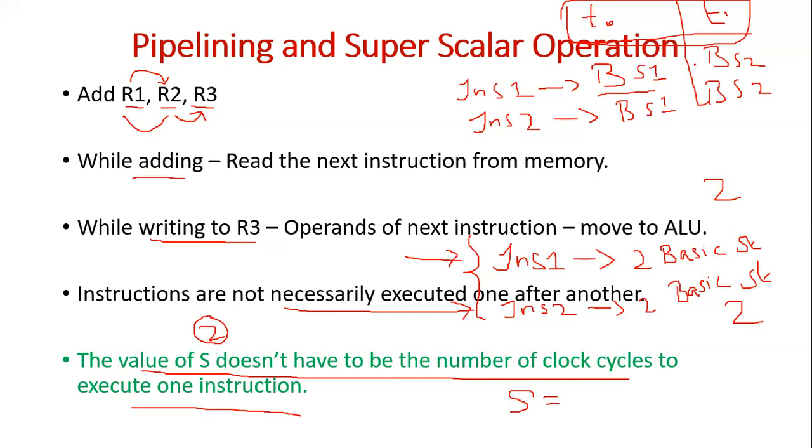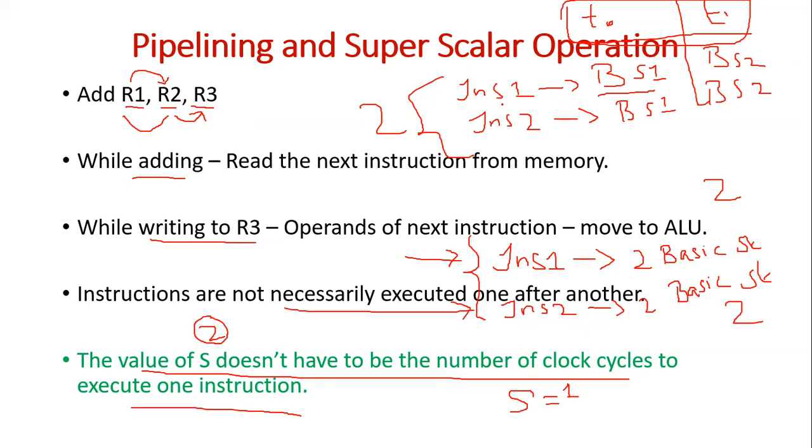Even though there are four basic steps, all these four basic steps are completed in two clock cycles. It means that two instructions got executed in two clock cycles. So how many clock cycles will it take for one instruction? It is one. So by that, S will become one.